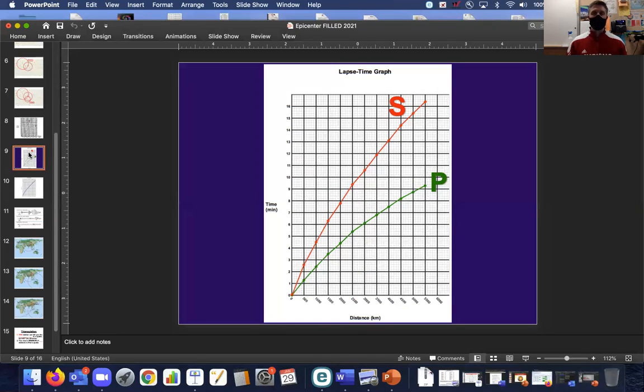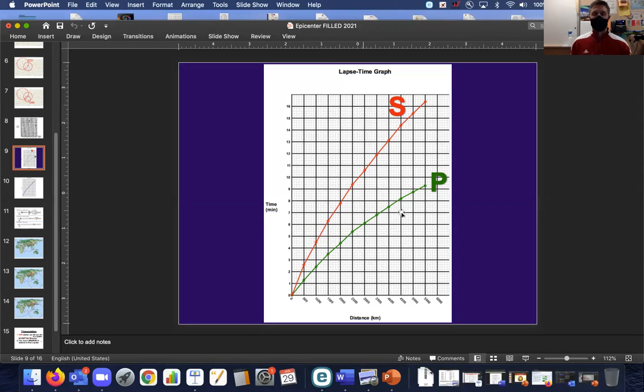When we're trying to find the epicenter, one of the main things we're concerned with is the lapse time. The lapse time is the period of time from when the first P wave arrives until the first S wave arrives. The earthquake happens, time starts going, P wave arrives, then the S wave. That time between the P wave and the S wave, that's the lapse time.